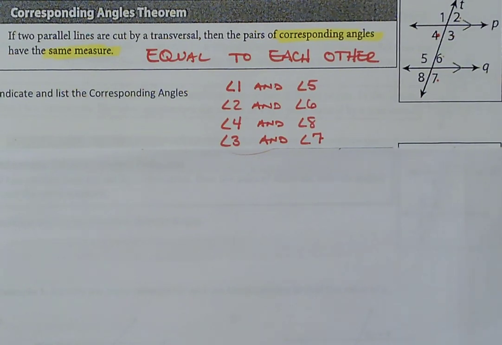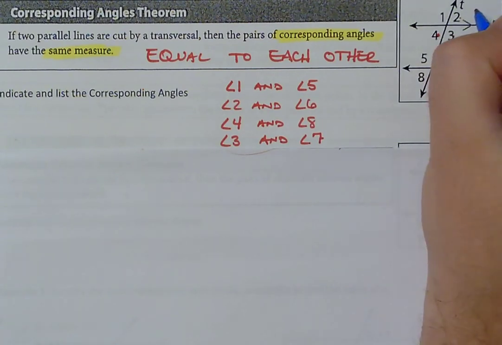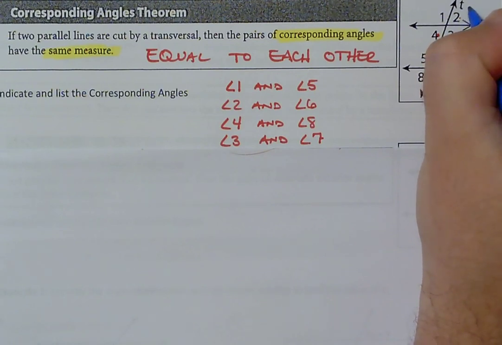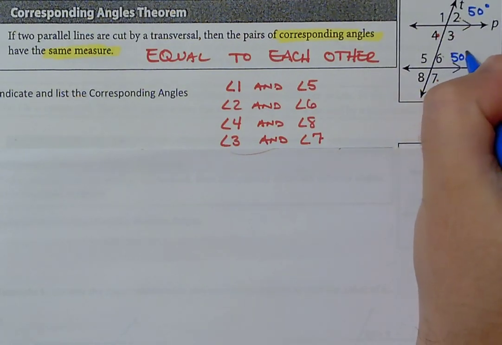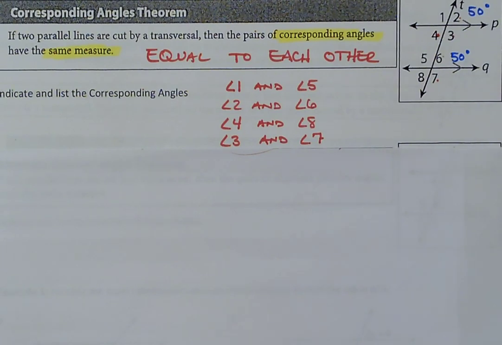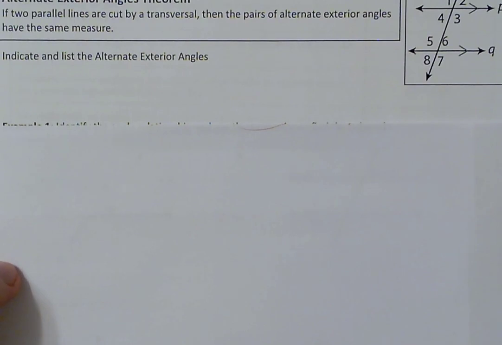each other, which means if I know that angle 2 is 50 degrees, let's say that angle 2 is 50 degrees, that means I know angle 6 is also 50 degrees. And you can do the same thing for 1 and 5, 4 and 8, 3 and 7. As long as you know one of the angle measures, you can go through and find its pair by using the corresponding angles theorem.